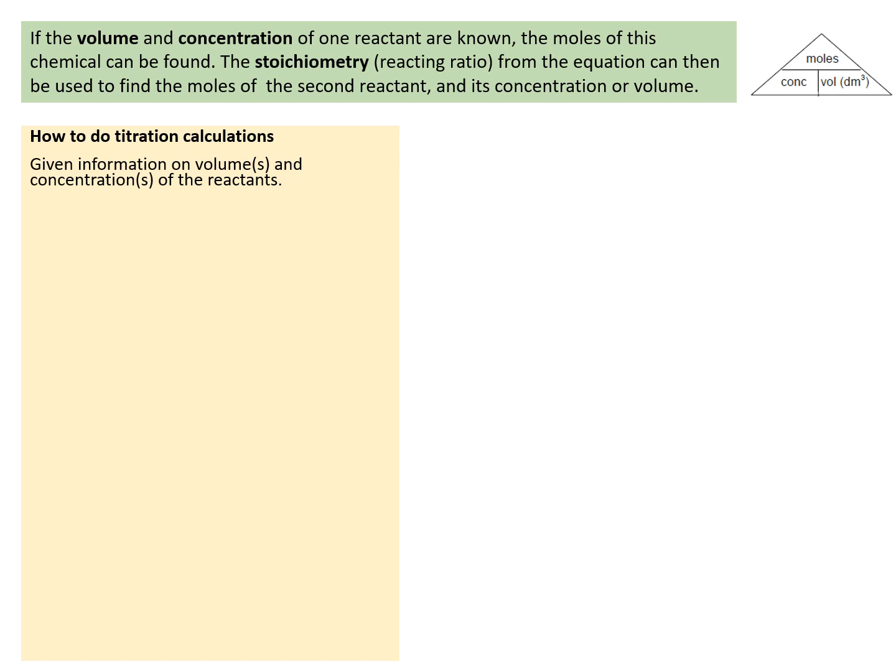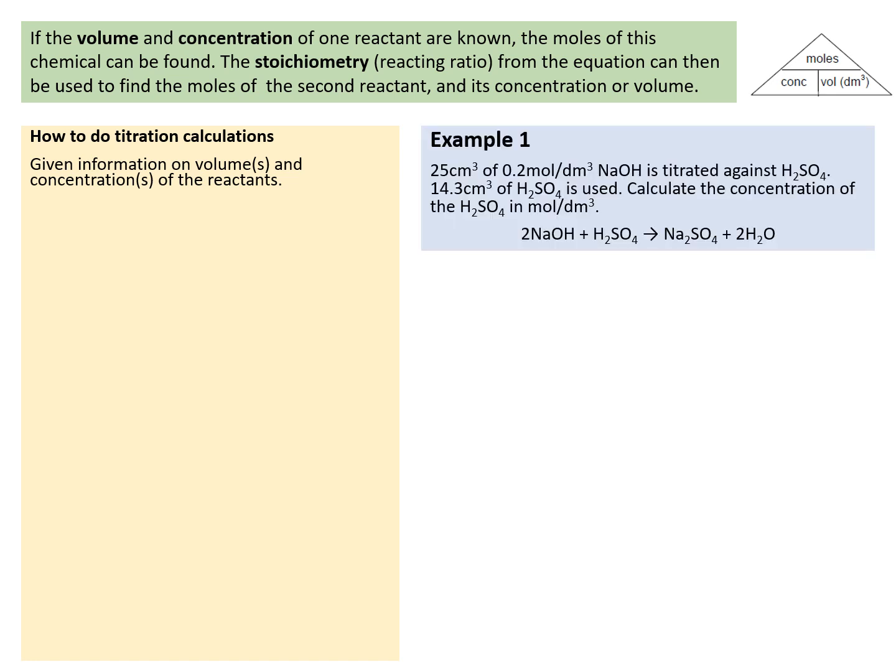So, how to carry out titration calculations? We'll always be given information on the volume and concentration of the reactants, though we will be missing either the volume or the concentration of one. So with our example, we are given 25 cm³ of 0.2 mol/dm³ sodium hydroxide, which is titrated against sulfuric acid, H2SO4. 14.3 cm³ of H2SO4 is used. Calculate the concentration of the H2SO4 in mol/dm³.